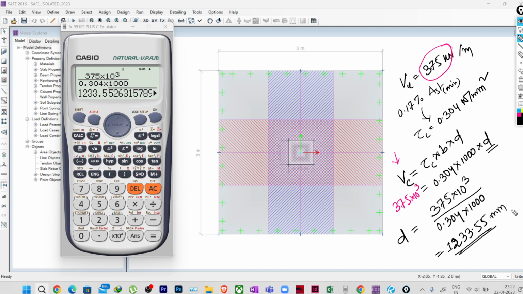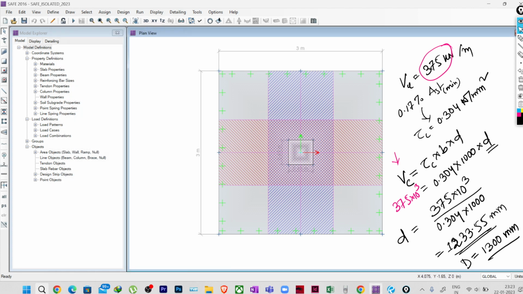So what is the overall depth then? 50 mm cover, then if you consider a 16 mm dia bar, maybe again 8 mm, so you can consider 1300. So the total depth you can consider as 1300 mm. The load is so high that you need to have 1300 mm of concrete depth if you are not providing shear reinforcement. As we have decided not to provide shear reinforcement, we have to provide this depth.